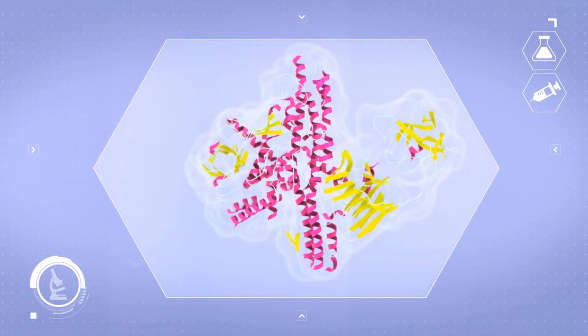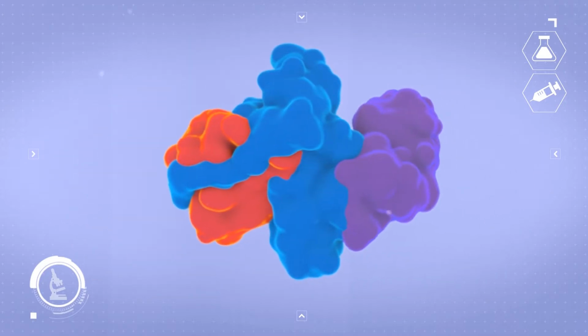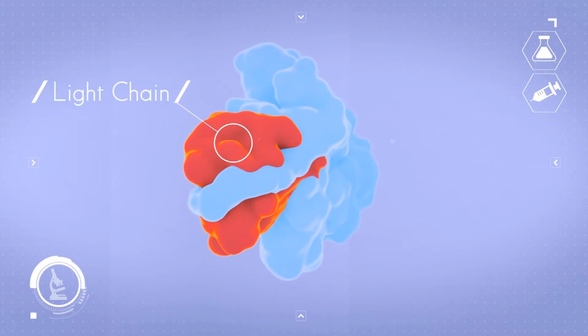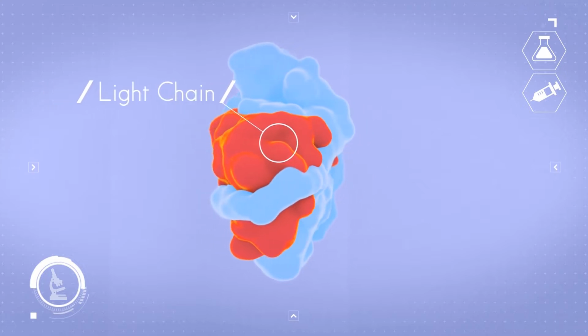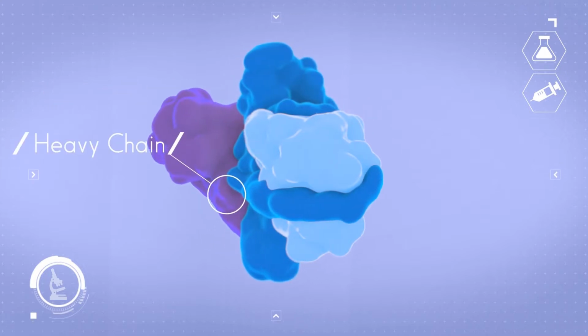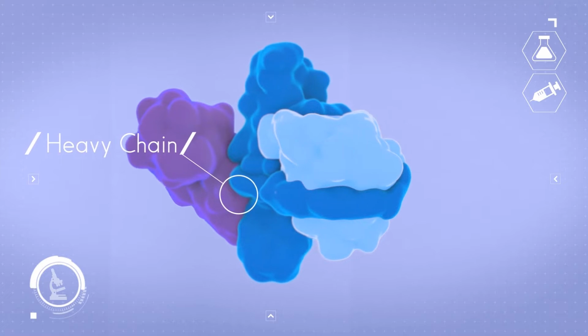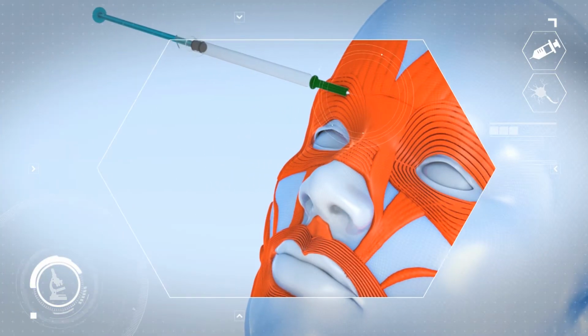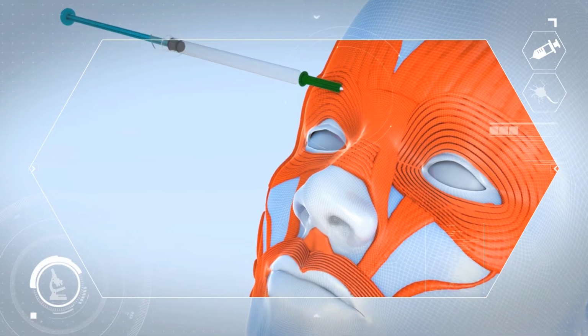The active neurotoxin is a protein made of two peptide chains, a heavy chain and a light chain. The light chain is the active part of the neurotoxin. The heavy chain binds to the nerve membrane for internalization of the toxin into a vesicle. Injection into the targeted muscle is required to achieve the intended result.